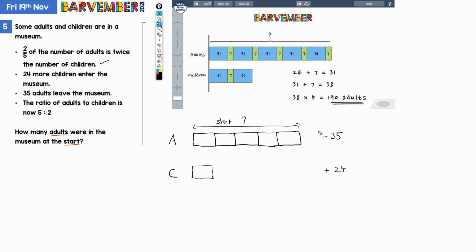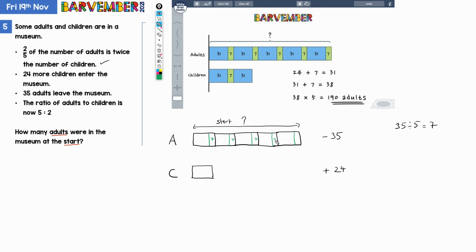And so what they have done is to distribute this loss of 35 over the 5 parts. So we have 35. If we divide that by 5, we get 7. And they have distributed this loss of 7 over the 5 parts. So we're sort of shaving off 7 from each of the original parts. So that's 7, 7, 7.